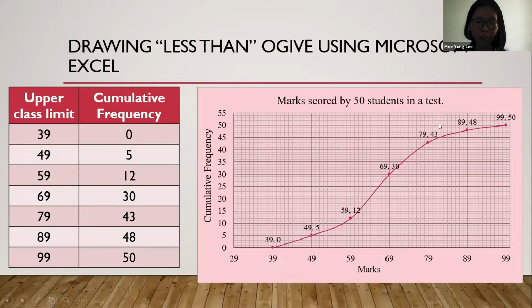By using Excel, we can get a graph like this, with the y-axis represented by cumulative frequency and the x-axis by the variable marks, and we can put down the title for the ogive. We can even label the points. This ogive is a smooth curve, but we can change it into straight lines. They are interchangeable; we can switch between smooth curve and straight line. So let me show you the steps.